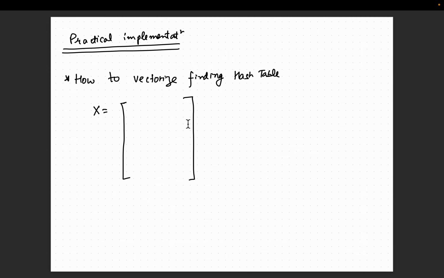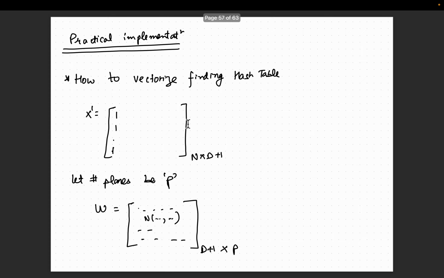The first question: if you have a single hyperplane, how would you vectorize the summation wi xi plus b component? How did we do this same procedure in linear regression when we were given a matrix X? We added a column of ones. So I'll create X dash with a column of ones, and this is where the main trick comes in. Let the number of hyperplanes be p.